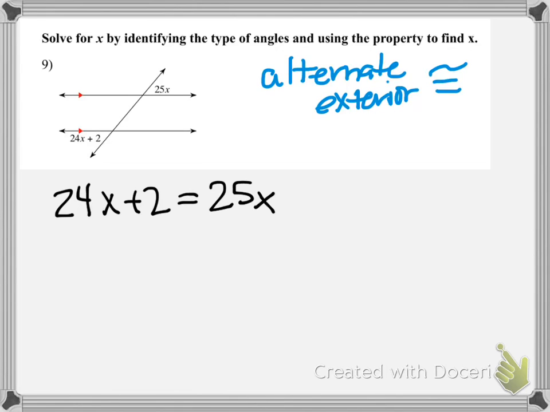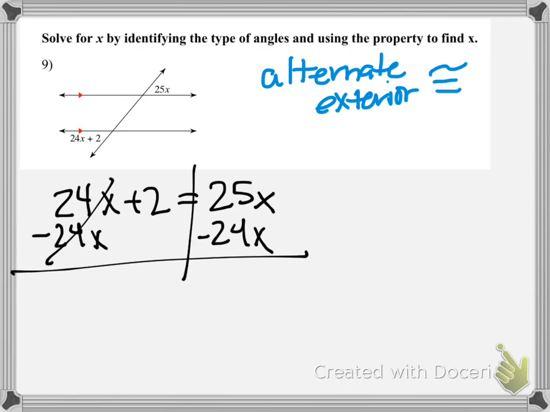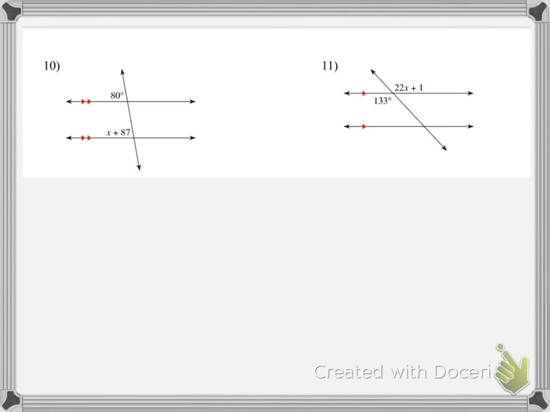Here we want to get the x's on the same side, so I'm going to do inverse operation, subtract 24x from both sides. It's going to cancel, leaving us with 2 is equal to x. And so we're done solving for x there. All right, so for 10 and 11, same thing, we're just solving for x.